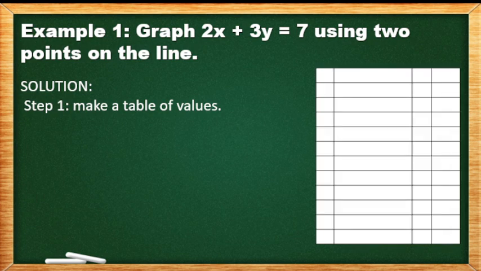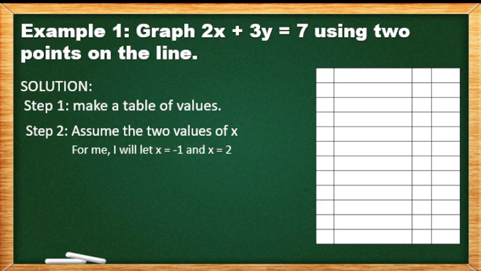Ayan. Then, step 2, assume 2 values of x. So, ibig sabihin niya, mag-assume tayo ng value ng x. It's either negative 1, negative 2, 1, 2, 0. It's up to you kung ano gusto mo. So, dito, ang ginamit ko, I will let x is equal to negative 1 and x is equal to 2.